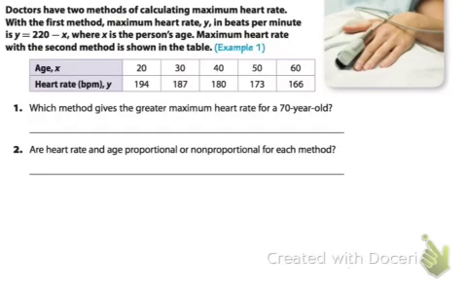Problems 1 and 2 on page 434. Doctors have two methods of calculating maximum heart rate. With the first method, maximum heart rate y in beats per minute is this equation, where x is the person's age. Maximum heart rate with the second method is shown in the table. Which method gives the greater maximum heart rate for a 70-year-old?